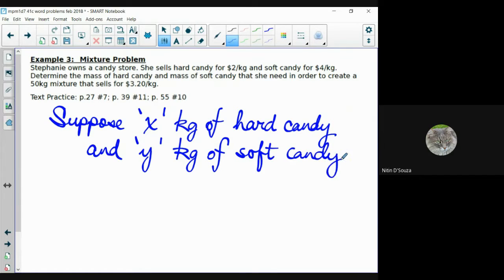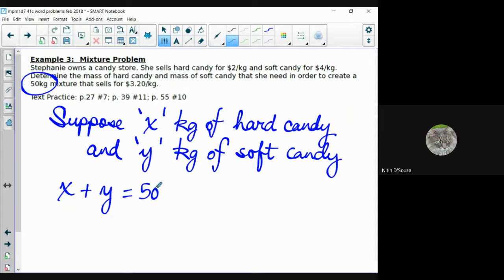All right. When you take the kilos of hard candy and the kilos of soft candy and add them together, you're supposed to get 50 kilos. So that tells us that X plus Y equals 50. So that's quantity. Kilos plus kilos equals kilos.